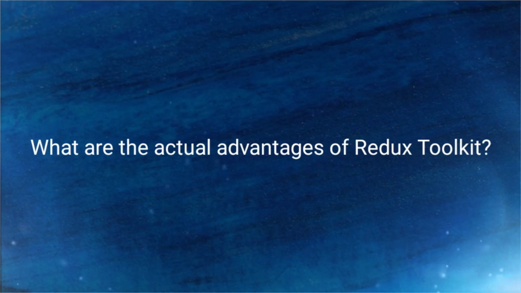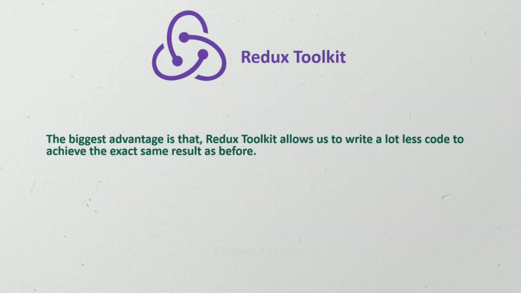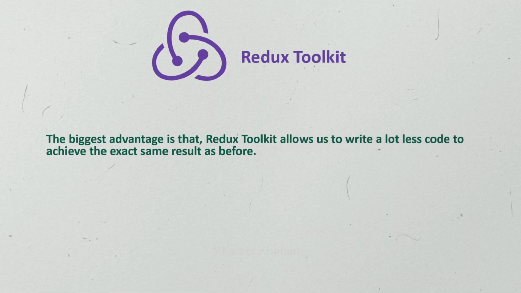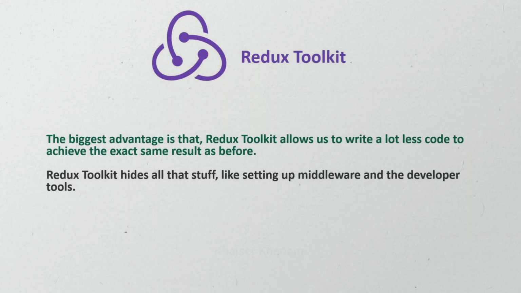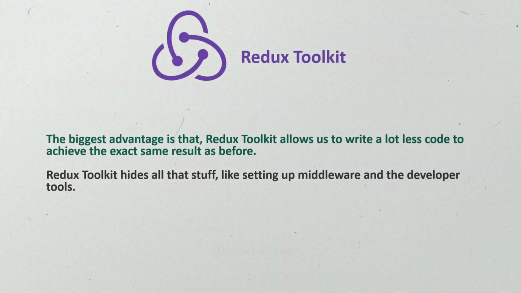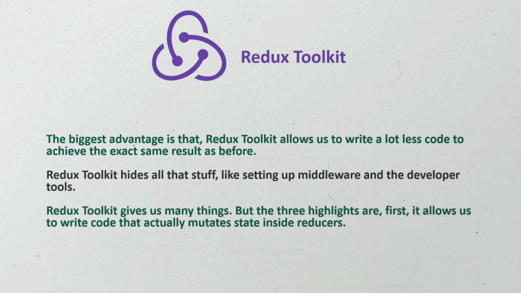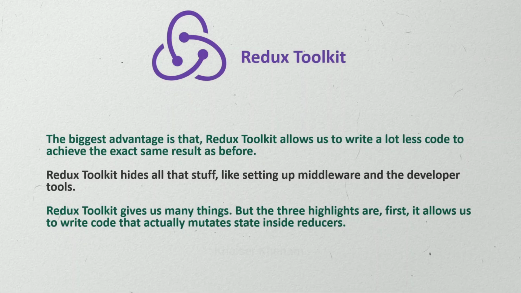So the next question is, what are the advantages of using Redux Toolkit? Well, the biggest advantage is that Redux Toolkit allows us to write a lot less code to achieve the exact same result as we got using Redux. Because Redux Toolkit hides all the stuff like setting up middleware and developer tools. So out of the box, Redux Toolkit gives us many things, but the three highlights are: first, it allows us to write code that actually mutates the state inside the reducer.